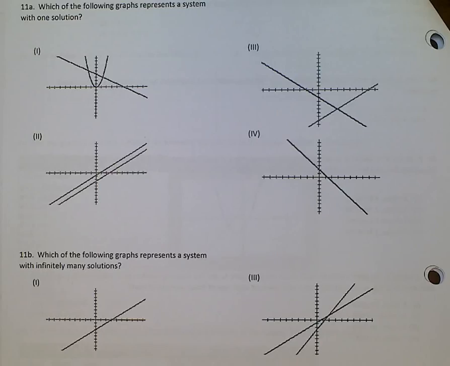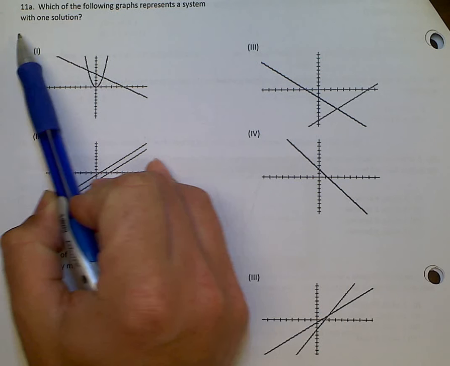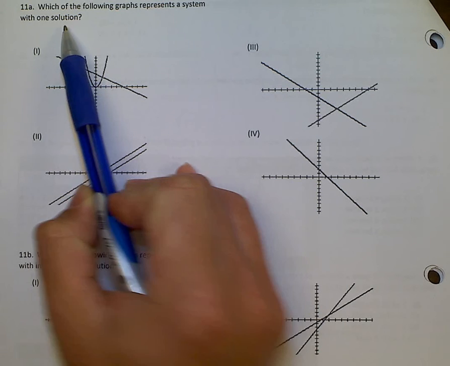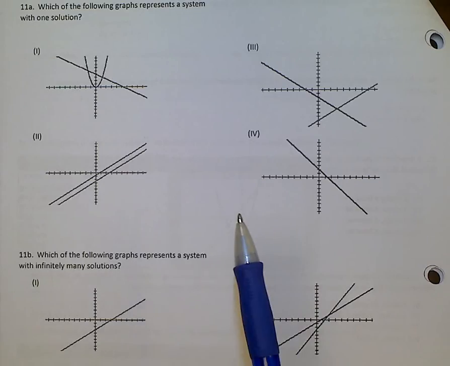Alright, this is page 4 of the review. So which of the following graphs represents a system with one solution? Okay, so for a system to have one solution, remember our solutions are always where the graphs intersect one another.